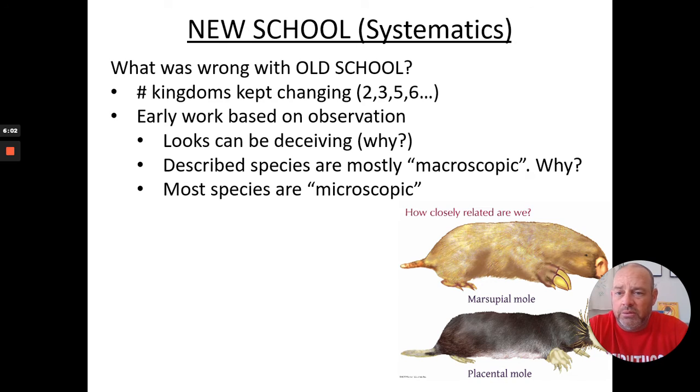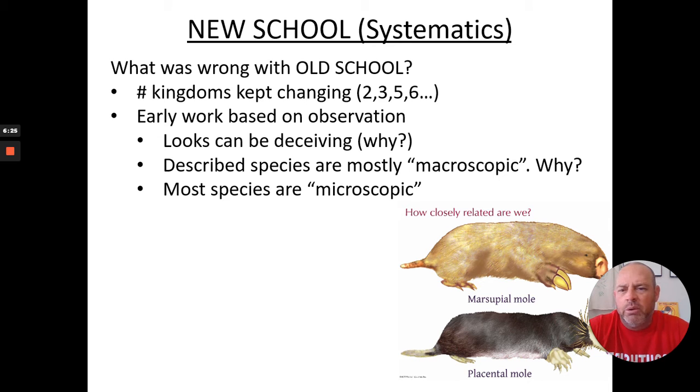New school, so we're picking up a little bit here. What was wrong with the old school? Well, things kept changing. The number of kingdoms has changed over time. At first, there were just two. It was just plant and animal because they didn't have microscopes. They didn't know about all the small stuff. And then it went to three, and then it was five, and now it's six. There have just been so many changes.